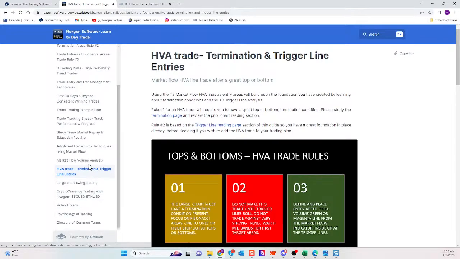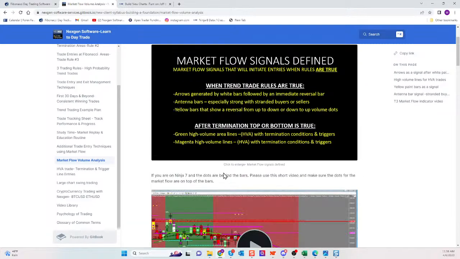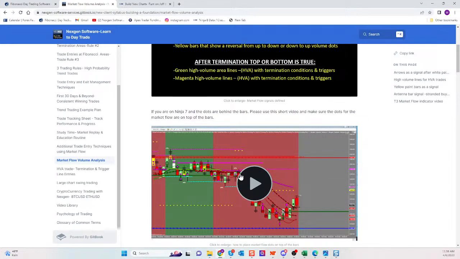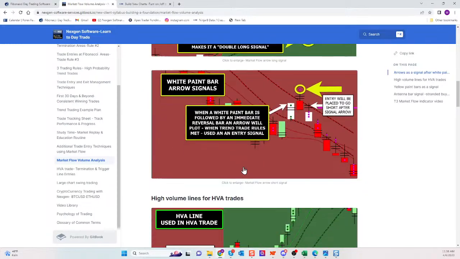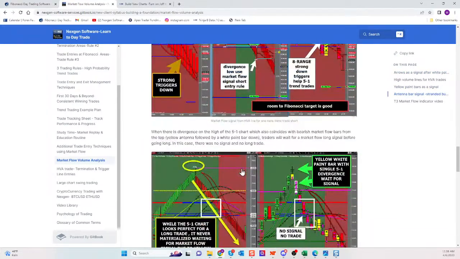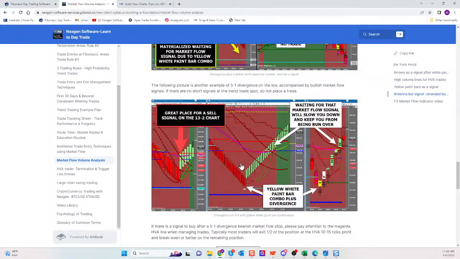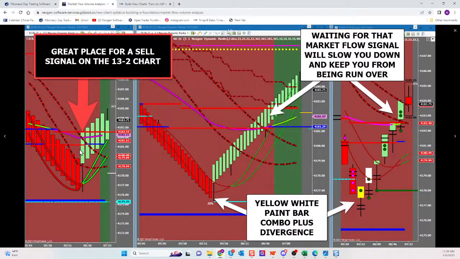But that's how we're going to use market flow, guys. First, you're going to use it as a confirmation for momentum. Make sure that you have the momentum. And then you can use it as a confirmation of the area. And then Safia, as you grow with the software, you're going to begin to recognize different things. Coming into a 50-50 trade, divergence prints, this yellow bar with a white bar combo says wait for that signal. 8 range is for HVA trade or trend trade. You can use it for a trend trade too, for confirmation at the area, right?